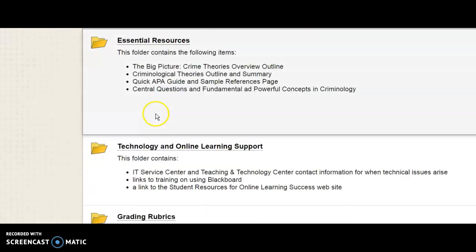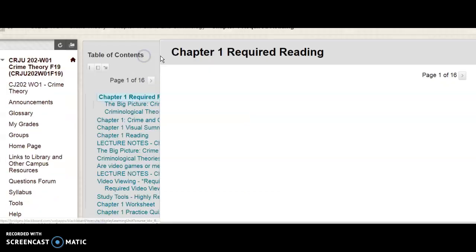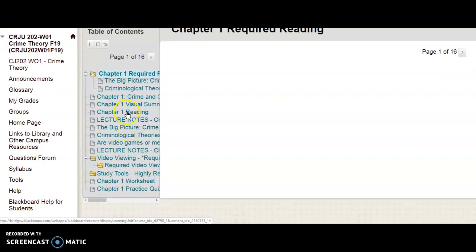If you have not done that, you won't be able to access in each chapter both the visual summary and the textbook reading. Those are elements that are in every chapter. In this chapter, there are a few videos that you're required to review as reinforcement for the concepts in the reading.